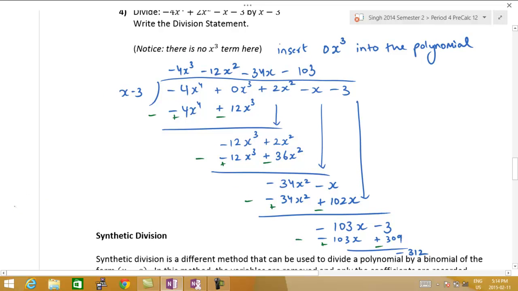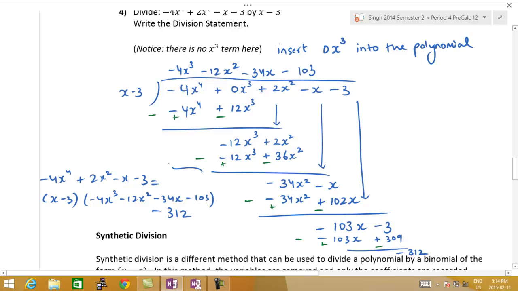-4x^4 plus 2x squared minus x minus 3 equals x minus 3 times -4x cubed minus 12x squared minus 34x minus 103, and then minus 312. So that's going to be our final answer there.